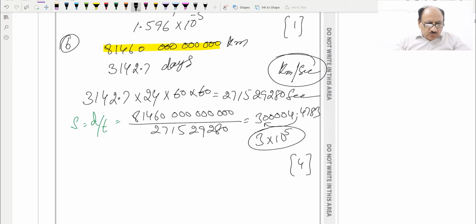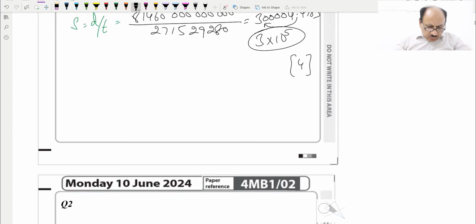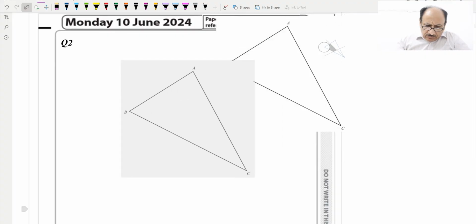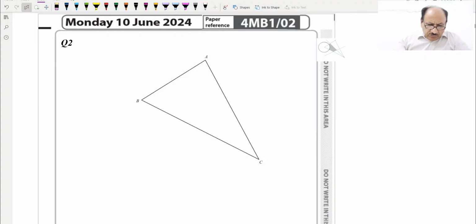Hopefully you understood this question. And now let us move to question number 2. Question number 2, we will use this triangle. It's saying the diagram shows a triangle ABC.